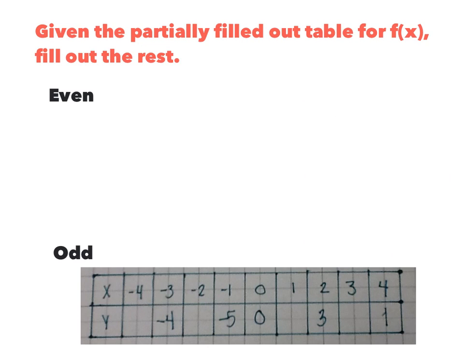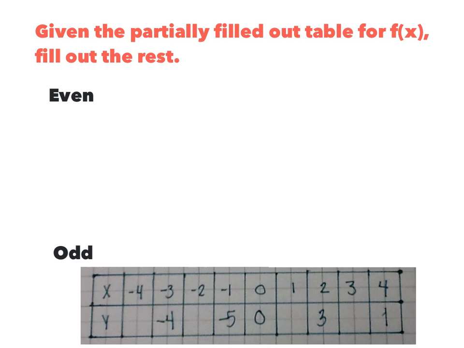Alright, so we're going to do something similar, but without a graph. We're going to be given a table. So it says, given the partially filled out table for f of x, fill out the rest. So I've got two tables there, an even and an odd one. So pause it, get those nicely copied in your notebook, and then turn it back on when you're ready to talk about how to do it. Okay, pause it and make sure you're ready to go.